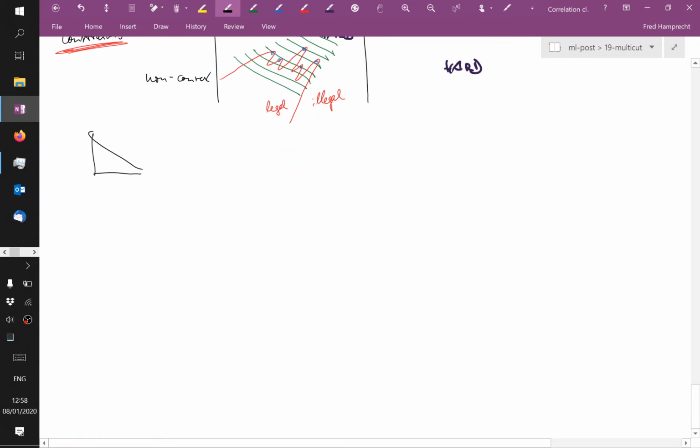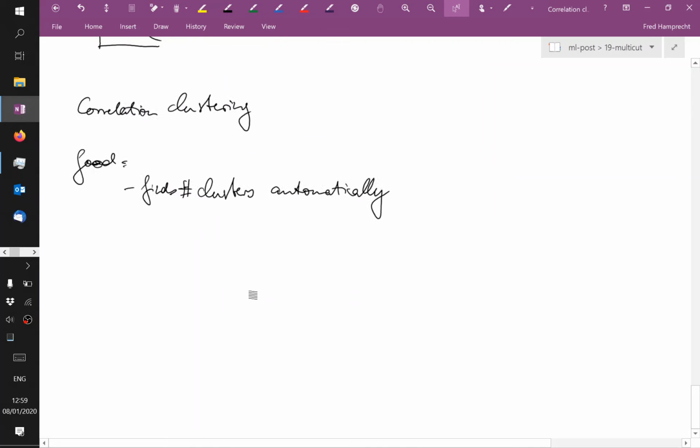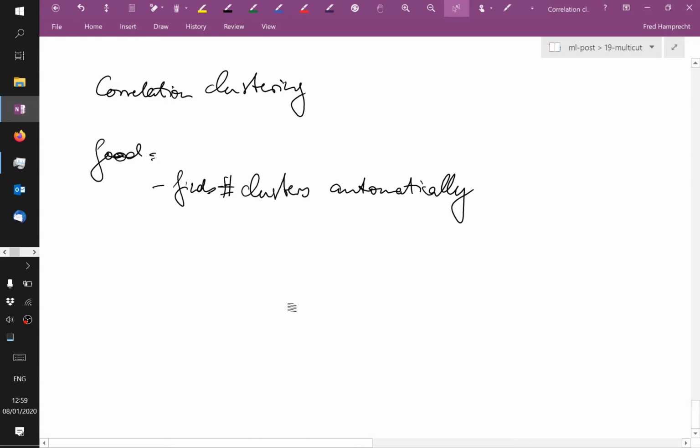Now, let me summarize what are the properties of this correlation clustering, or multicut, which is another name. What's good is that it finds the number of clusters automatically. So you do not need to input, I'm looking for 5 clusters or however many. It really comes up with the optimal number of clusters itself if you solve this. And this can be a single cluster, or it can be each node by itself if the interactions are accordingly.